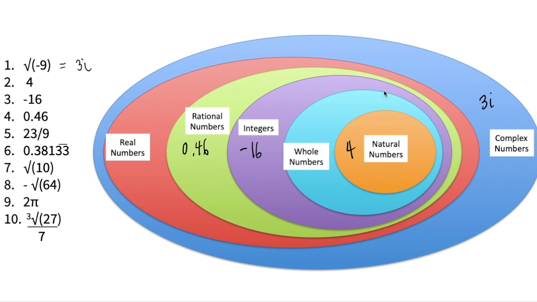23 over 9. Complex number siya. At the same time, real number din siya. Now, is it a rational number? Yes, kasi na-express mo siya in terms of a fraction of two integers. So, 23 over 9.